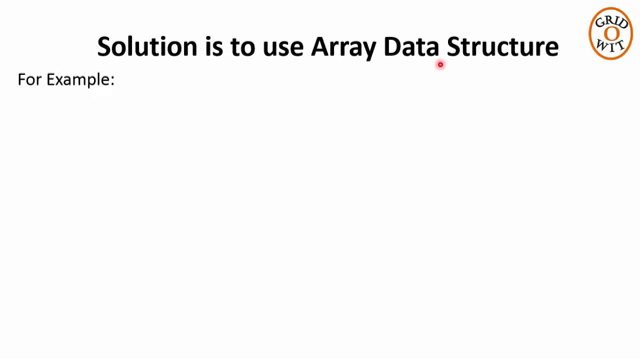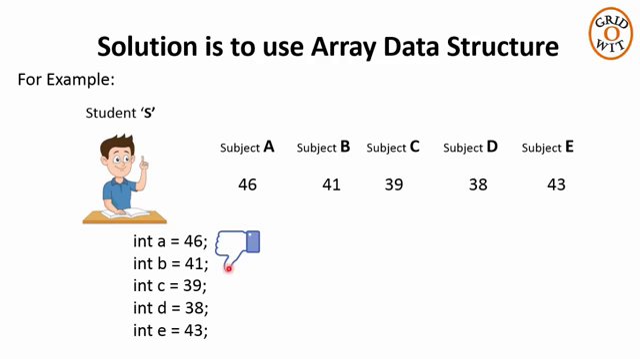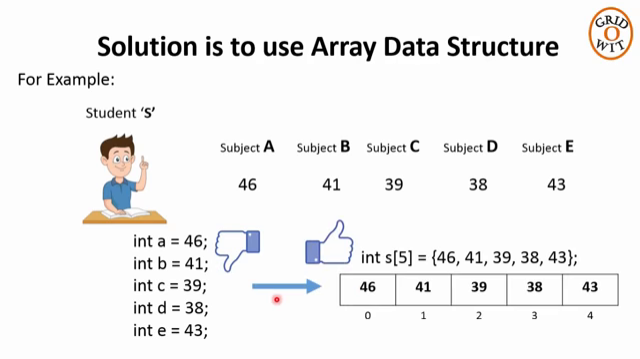For example, consider a student S, and these are the marks he scored in 5 subjects, subject A, B, C, D and E. Now all these 5 values are related to the same student S. So it is not a good idea to store these values in 5 different variables. Instead, we can store them in an array of integers of size 5. So this array represents marks of student S in 5 subjects.